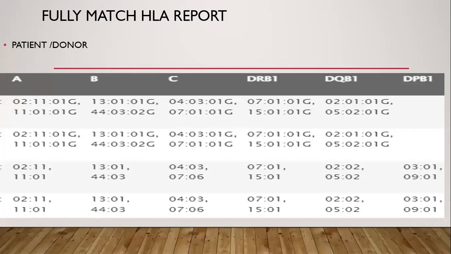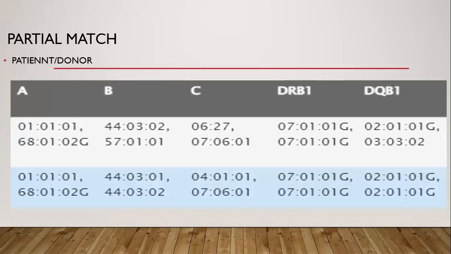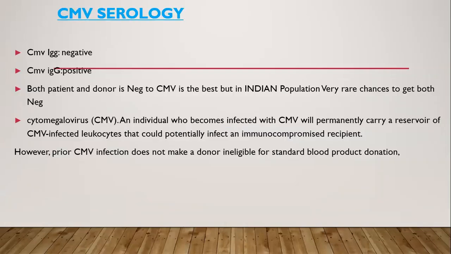So here I have kept some slides. Fully matched HLA report, patient and donor: HLA-A, B, C, DRB1, and DQB1. So this is for fully match. And this is for partial match: HLA-A, B, C, DRB1, and DQB1. So next slide we will go to the CMV serology: CMV IgG negative and CMV IgG positive.